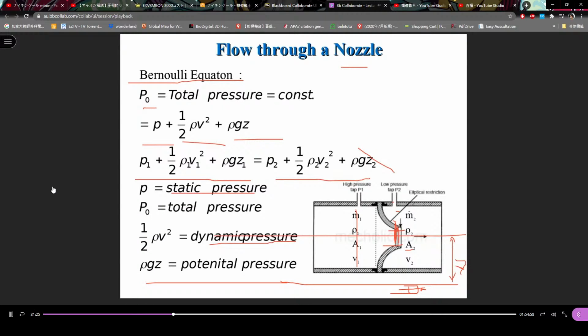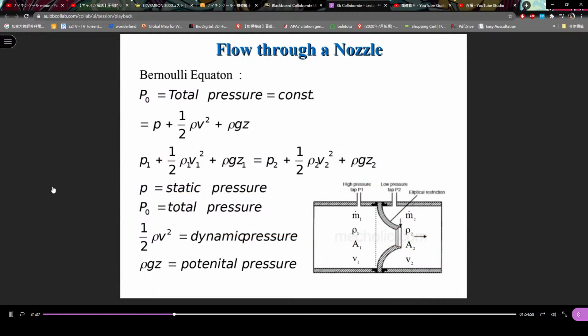And Z1 and Z2 must be the same for horizontal one. But even the inclined one, because they are very close, we assume that they are the same. So we can delete these two components because they are the same. See, the pressure is different because the velocity is different. We have different velocity, definitely, because it's a narrowed path. And the velocity here is much higher than the velocity here. And the pressure must be much lower.